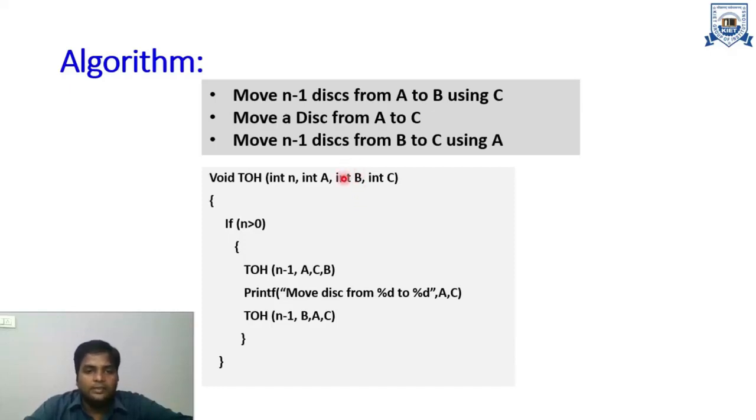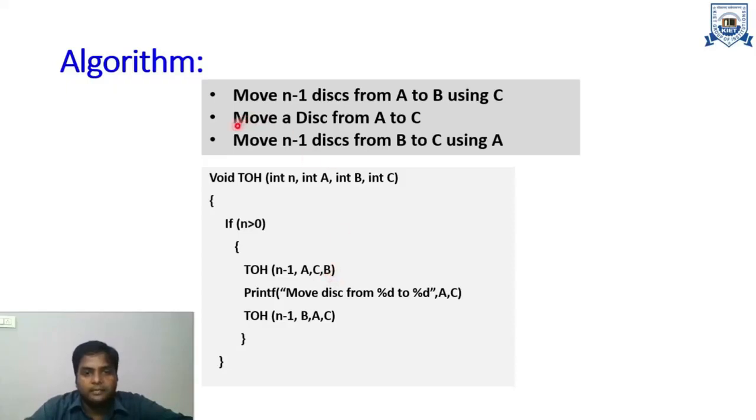Now what is the first step? Move n minus 1 disks from A to B using C. So here we use C. This is the middle tower, this is the source, and this one is your destination. So we check if n is greater than 0, then Tower of Hanoi n minus 1 comma A comma C comma B, because A is the source, the middle one is the one being used, that is we are using C, and the next one is the destination, that is B.